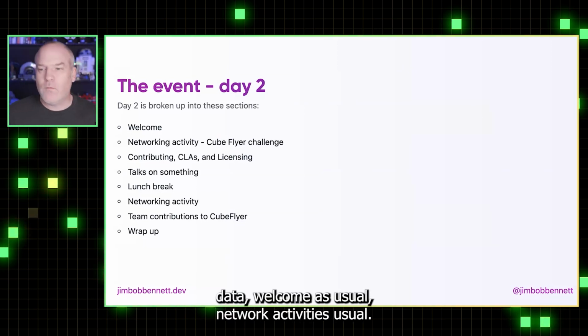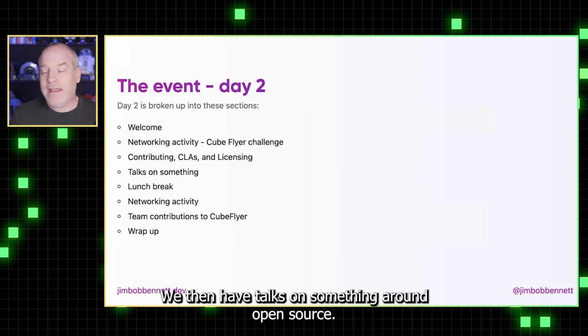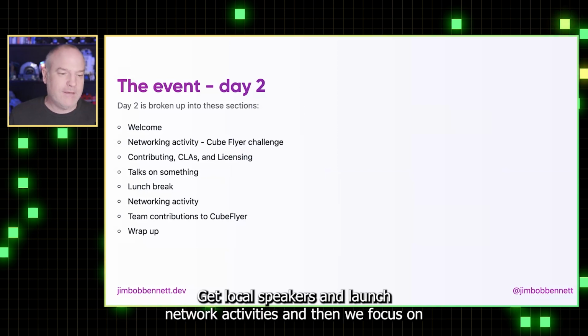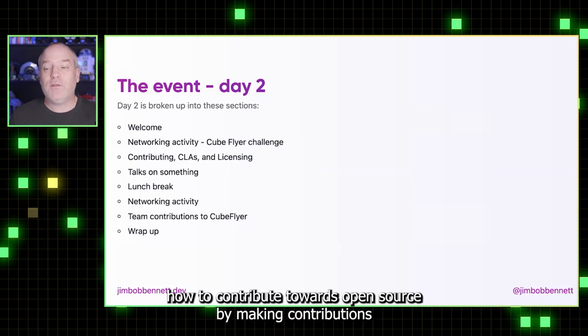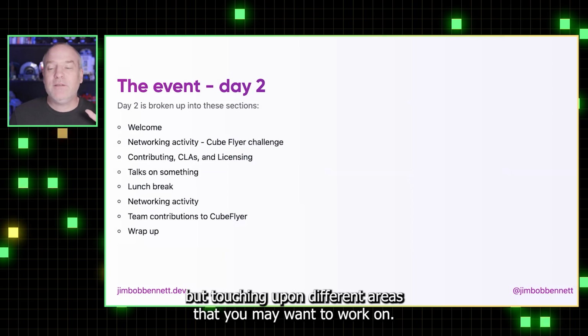Structure of day 2: welcome as usual, network activity as usual. We then talk about contributing, CLAs, and licensing. We then have talks on something around open source. This is your chance to get local speakers in. Lunch, network activity, and then we focus on how to contribute towards open source by making contributions to Kubeflyer in teams, but touching upon different areas that you may want to work on.